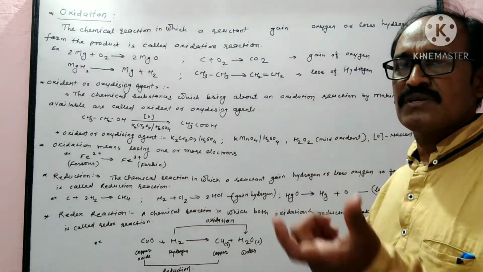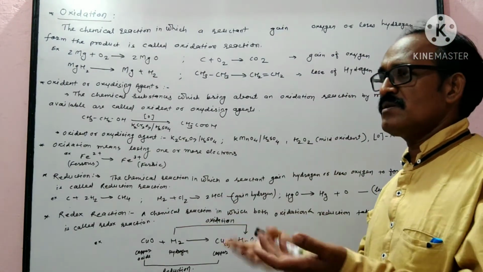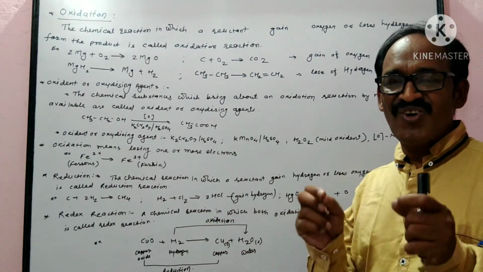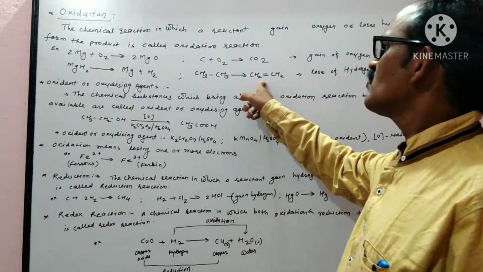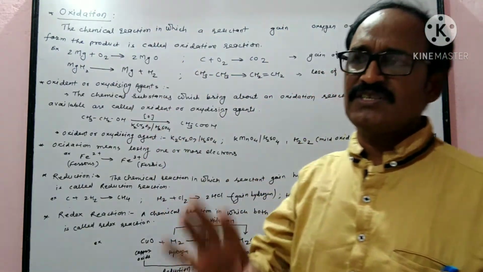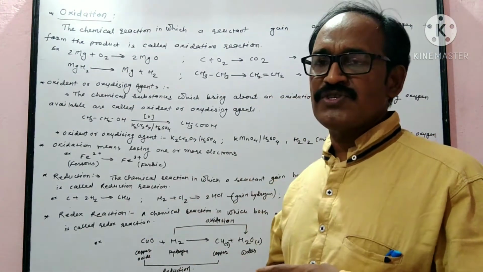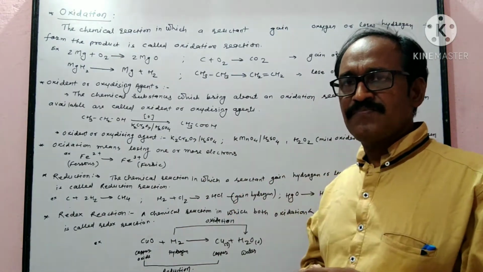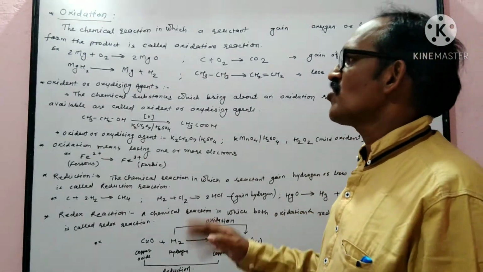Gain of oxygen or loss of hydrogen, that type of reaction is called an oxidation reaction. These two reactions are called oxidation reactions. Got it? What is oxidation? Oxidation means gain of oxygen, that is, the reactant which gains oxygen or the reactant which loses hydrogen, that is called oxidation.